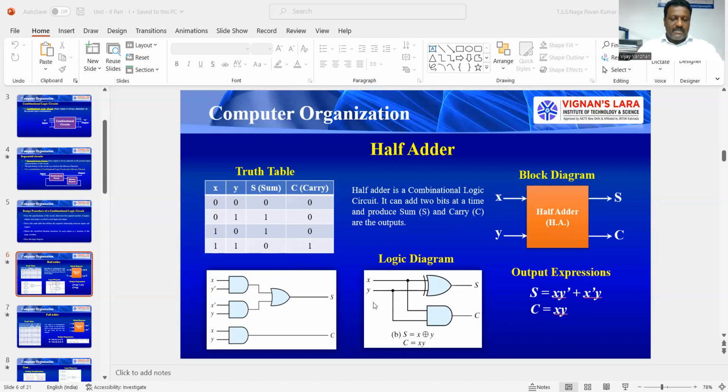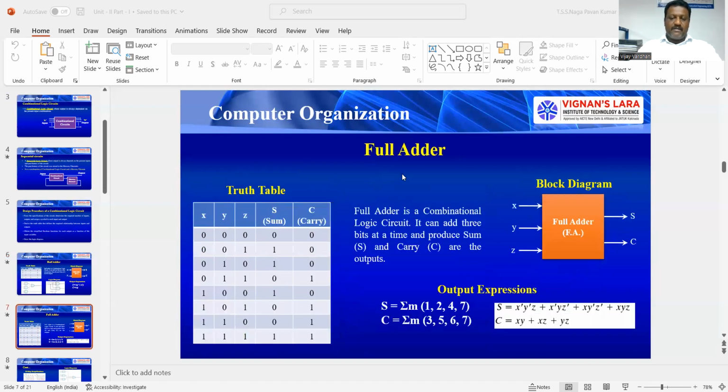Then the implementation of it by using logic gates. Here I need an AND gate along with a NOT gate, and here also I need an AND gate along with a NOT gate and an OR gate. This is the simplified structure for the sum output, and the carry output is simply an AND gate. We can also replace this with an exclusive OR gate. So this is that, and this is an AND gate. Here we are getting the sum output, and here we are getting the carry output. So sum is equal to x exclusive ORed with y, and carry is xy.